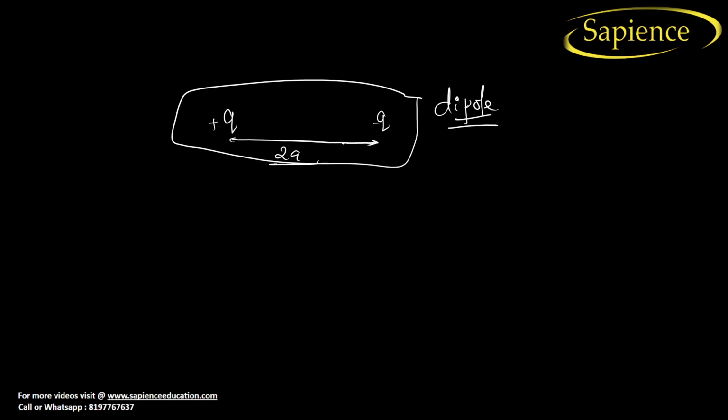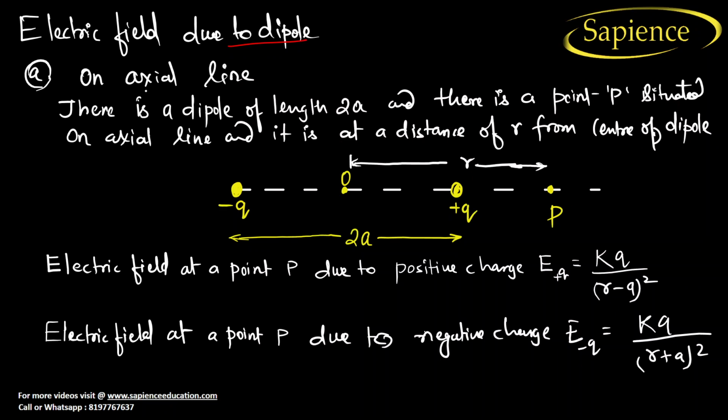So we want to find electric field due to a dipole. Why? Because if there is a combination of two charges and we want to find electric field at this point, and this point, and this point, how will you find it? So I will discuss one of the cases, on an axial line. This is very important. What is axial line? Suppose there is a charge minus q and plus q. It is a dipole having a length of 2a and the center of the dipole is O.